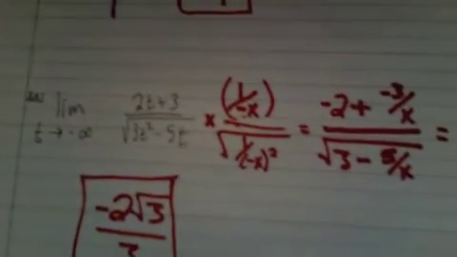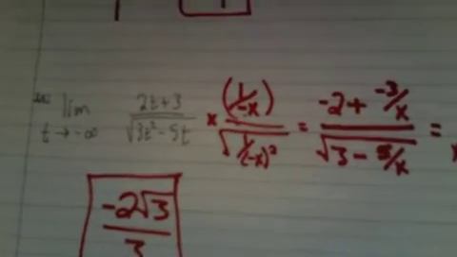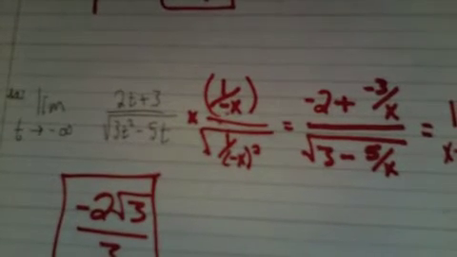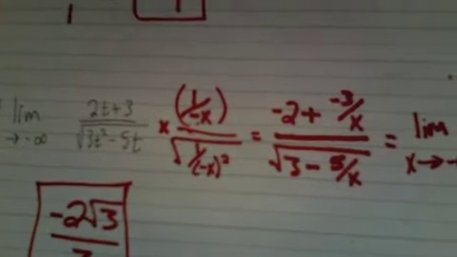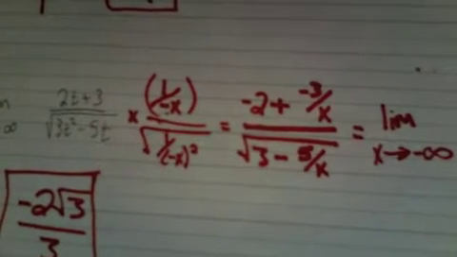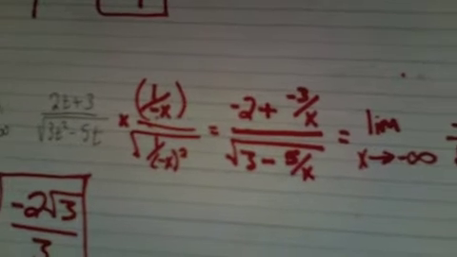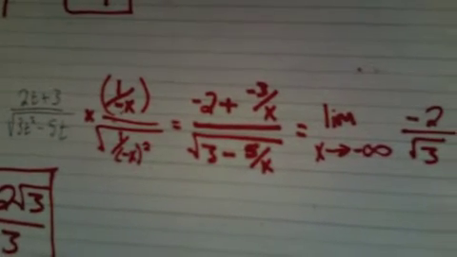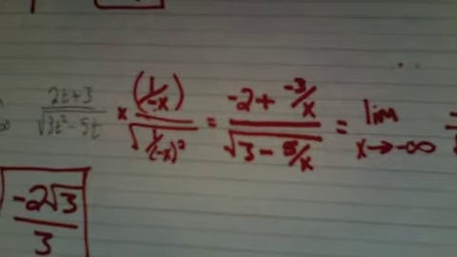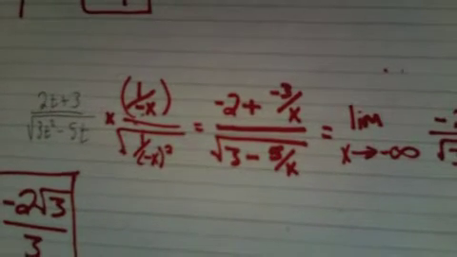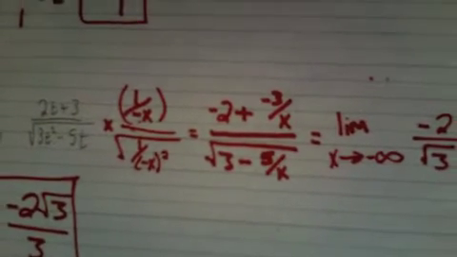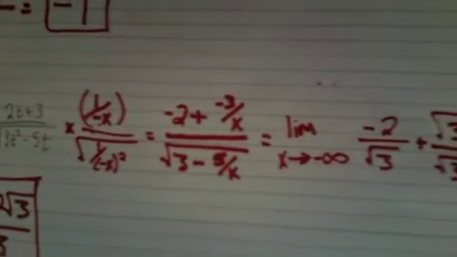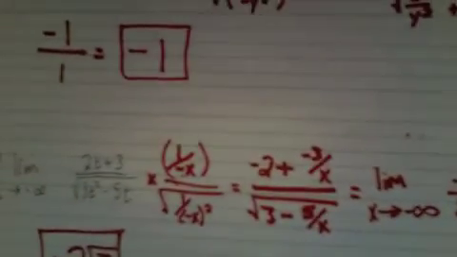And then for this next problem, you have the limit as t approaches negative infinity of (2t plus 3) over the square root of (3t squared minus 5t). And then you're going to do the same thing you did for the other problem. It's just multiplied by 1 divided by negative t over the square root of 1 divided by t squared. And that's going to get you negative 2 minus 3 over t divided by the square root of 3 minus 5 over t. And then when you do all those limits out, you're just going to get negative 2 over the square root of 3. And then your final answer is going to be negative 2 square root of 3 divided by 3.